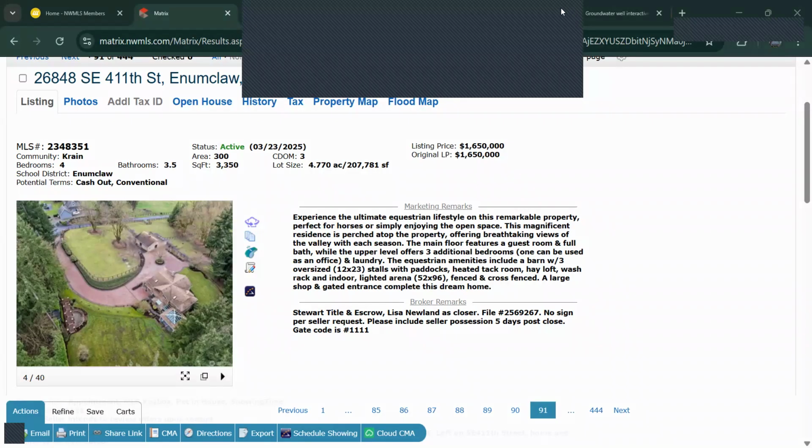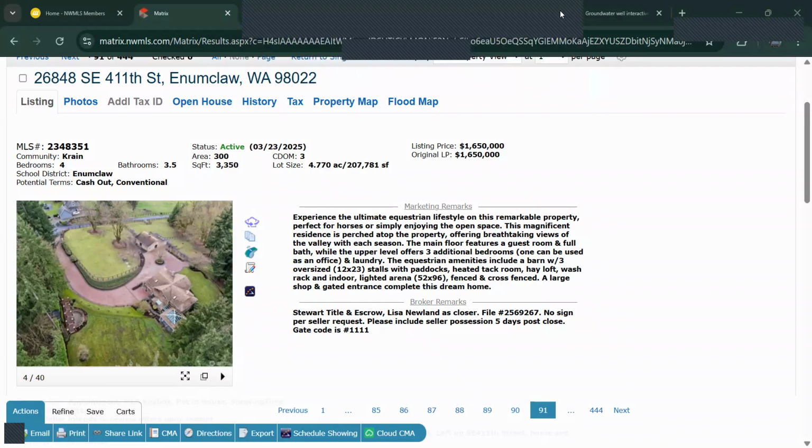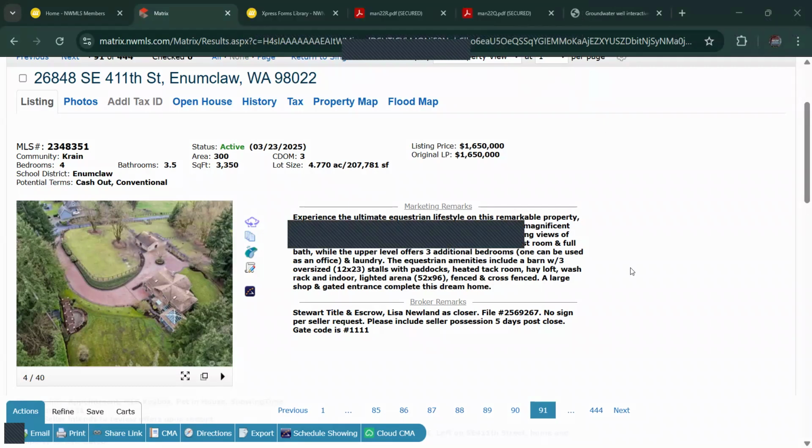Right, I'm gonna hide this. So the guy couldn't do a 22W, huh? No, I know.